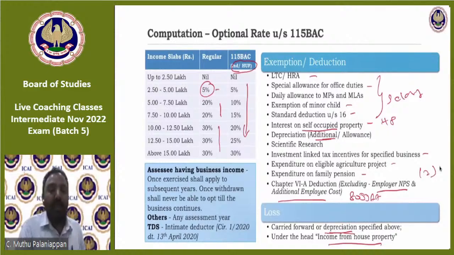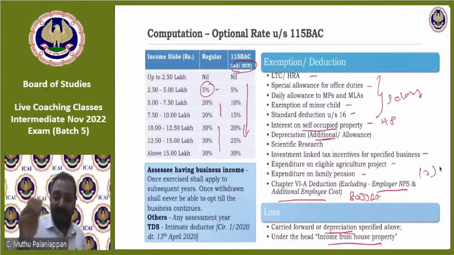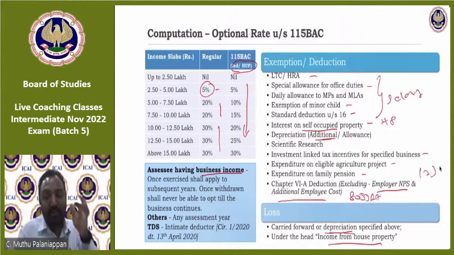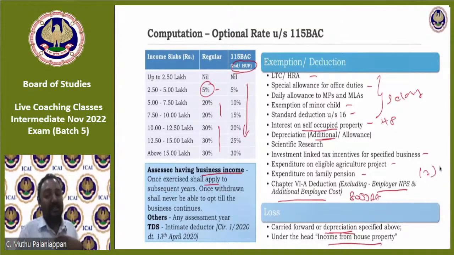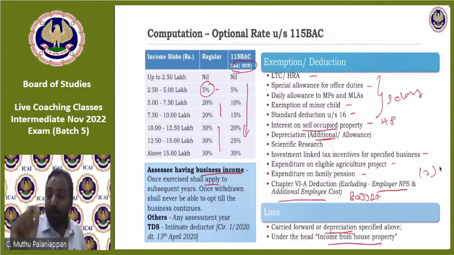So it is every year, but there is a small limitation to it. In case you have business income, that is profits and gains from business or profession, once you have exercised the option, it shall apply to subsequent years. Which means, let's say I applied in previous year 2021, automatically it applies to previous year 21-22 also, and to 22-23 also. So for every subsequent year, it is automatically applied.